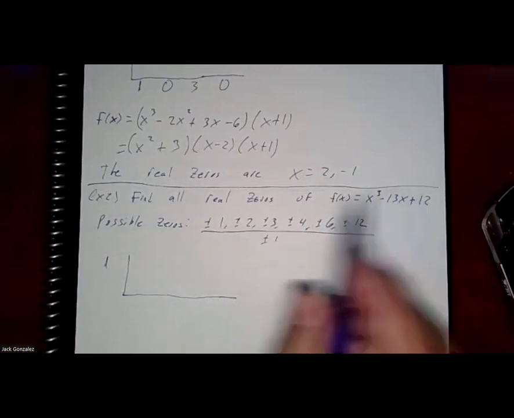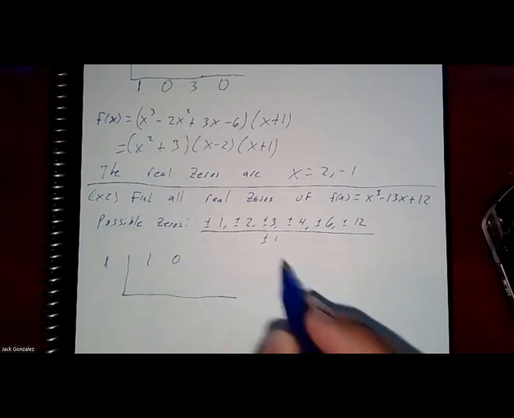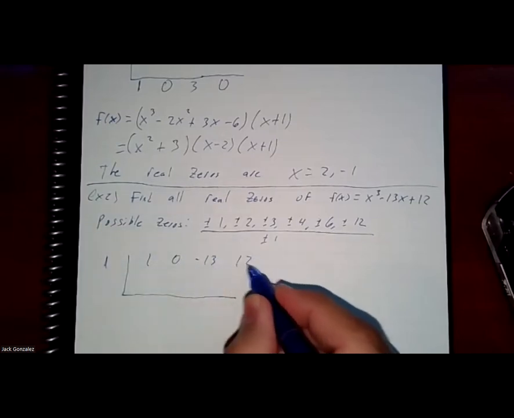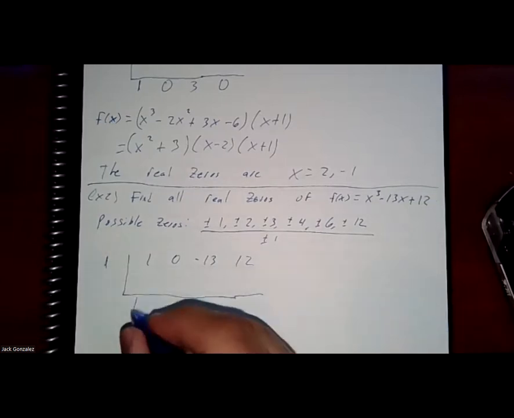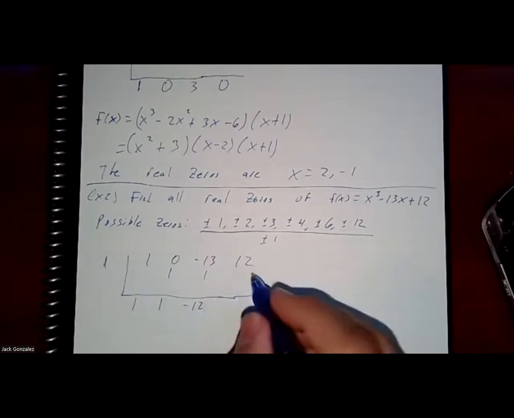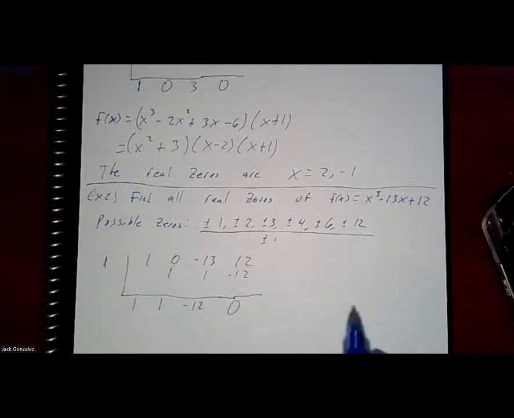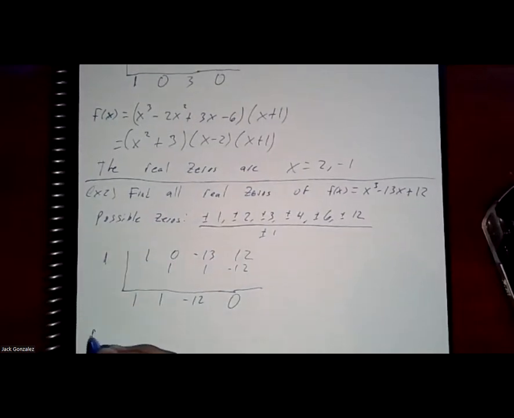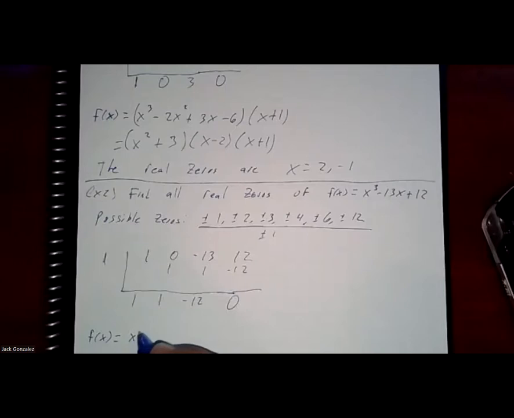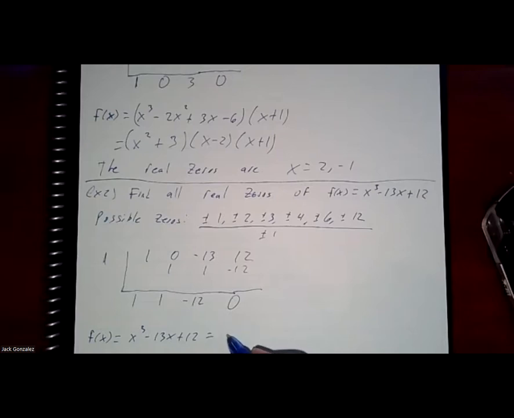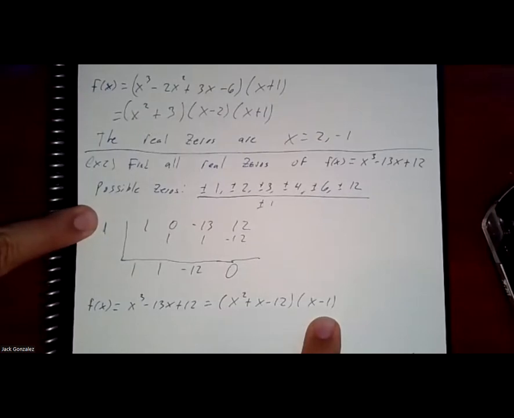So I have x cubed, but no x squared, so I've got to put a 0 there. One times 1. 1 times 1. 1 times that. Cool, got a 0. So now this will factor into x squared plus x minus 12 times x minus 1. This minus 1 is coming from this opposite, right?